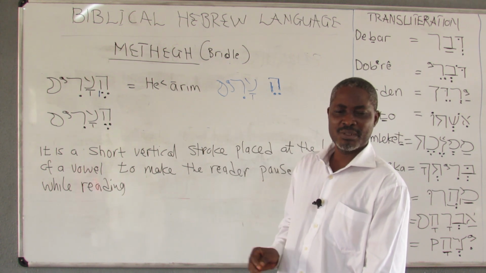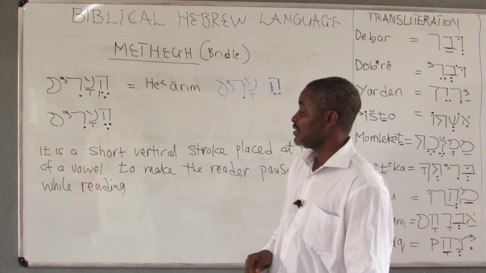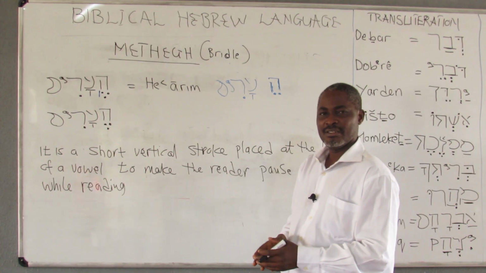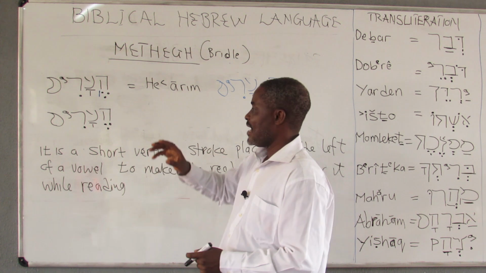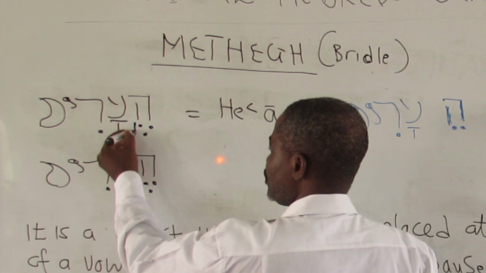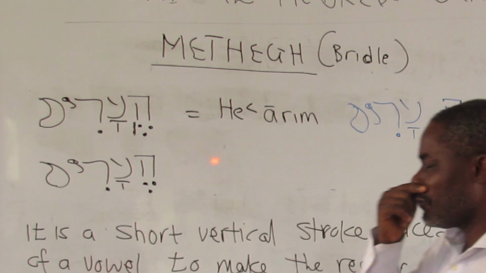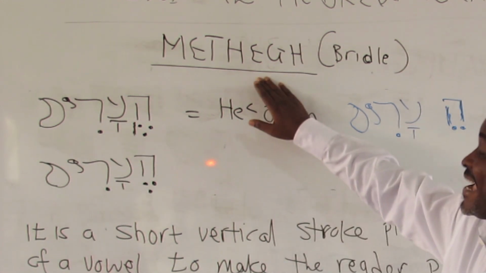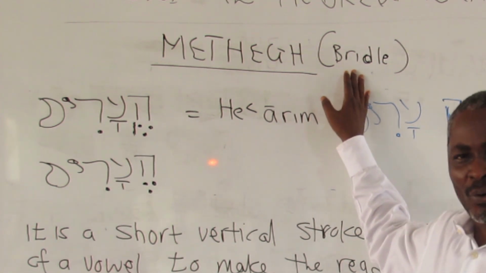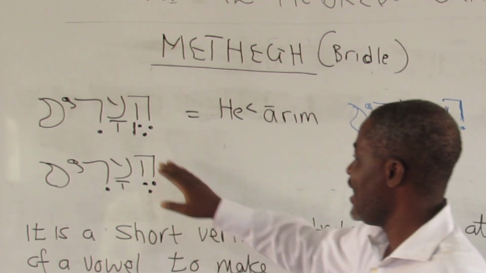The first thing I want us to look at as we proceed, just to lay a much solid foundation, is the topic Methegh. Now, whenever you are reading, sometimes you come to a word, and after a vowel, you find a short vertical stroke beside a vowel. Now, when you find this vertical stroke, the stroke is called Methegh. It's called a kind of bridle that makes the reader pause before it goes further into what he has to pronounce.